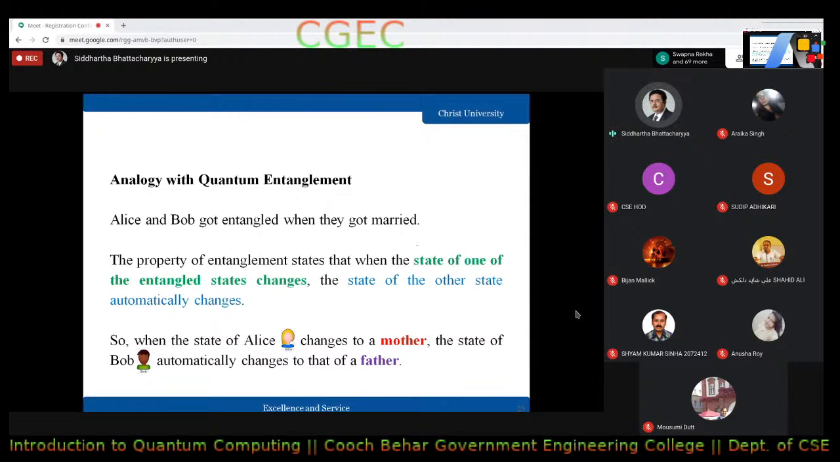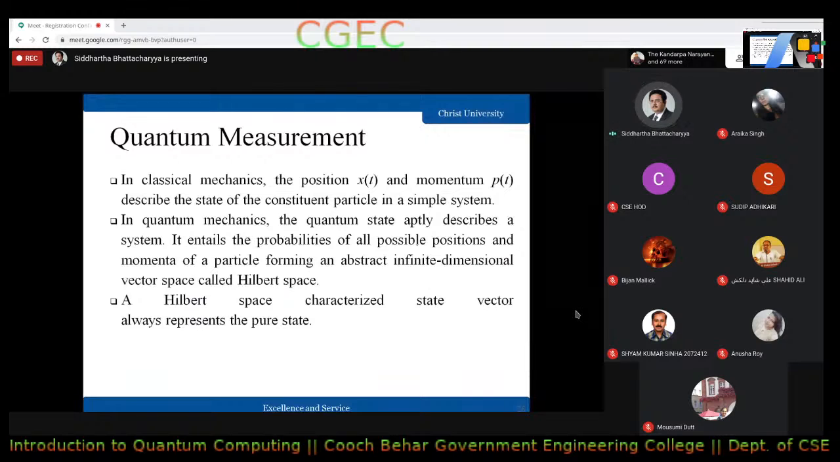But actually, there is no transmission of news. By nature, Alice becomes a mother, Bob becomes a father, since they are correlated with each other by means of the marriage. So this is an example where you can understand some of the features of entanglement, and these features are generally used in several aspects for developing quantum algorithms.